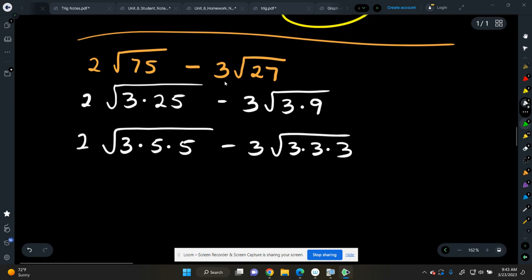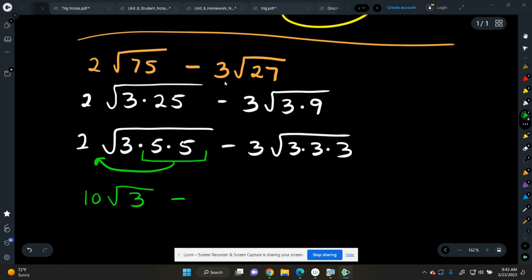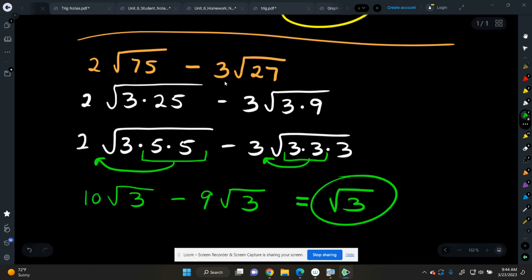Okay, so we take our pairs out. Here we're going to take the 5s out, and this becomes what? Right, so that would be 10 root 3 minus, and here we can take the 3s out, and that becomes 9 root 3. So what do we get as a final answer? Root 3. What do you think? Not too bad? It's actually kind of easier than the division, isn't it? Division gets kind of confusing.